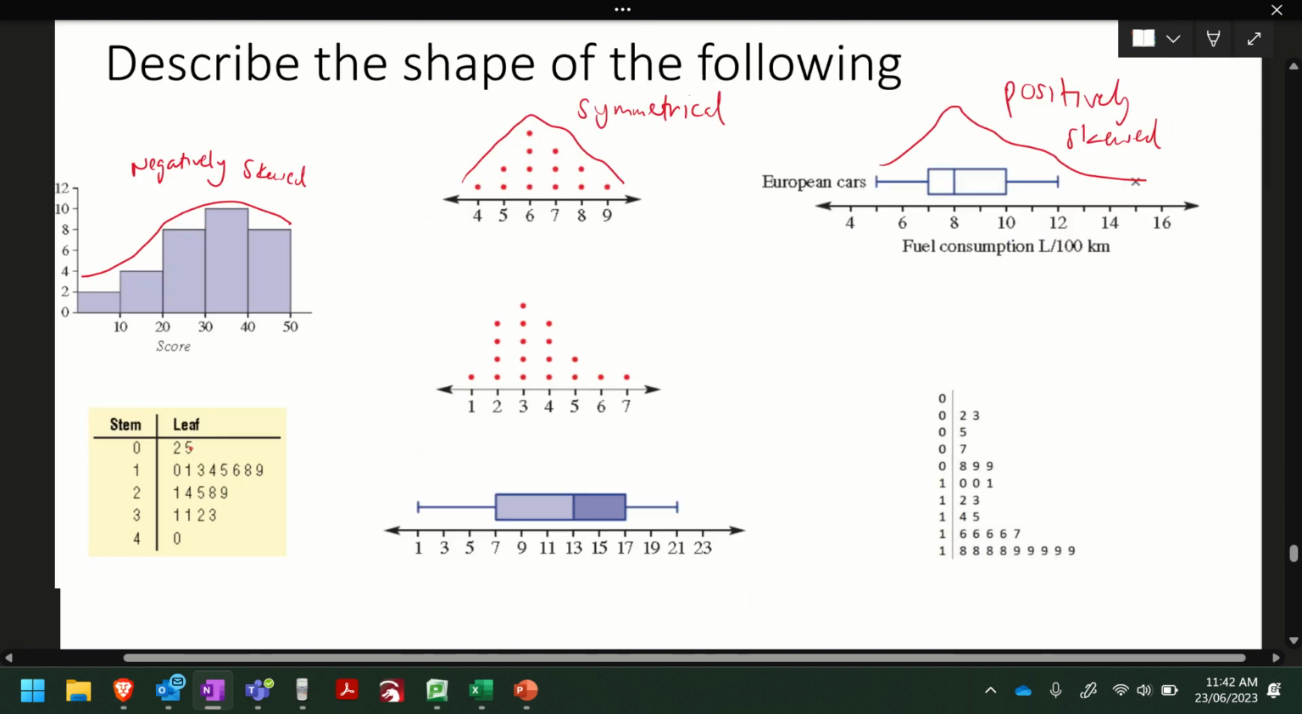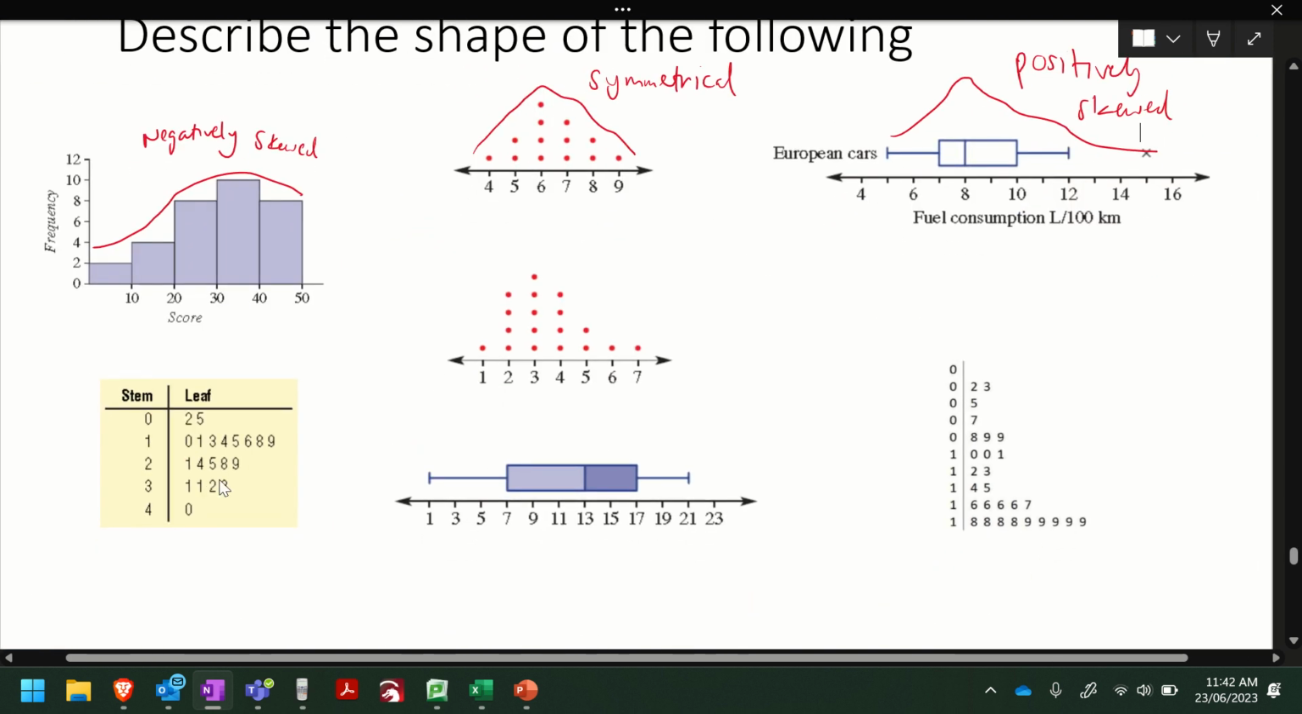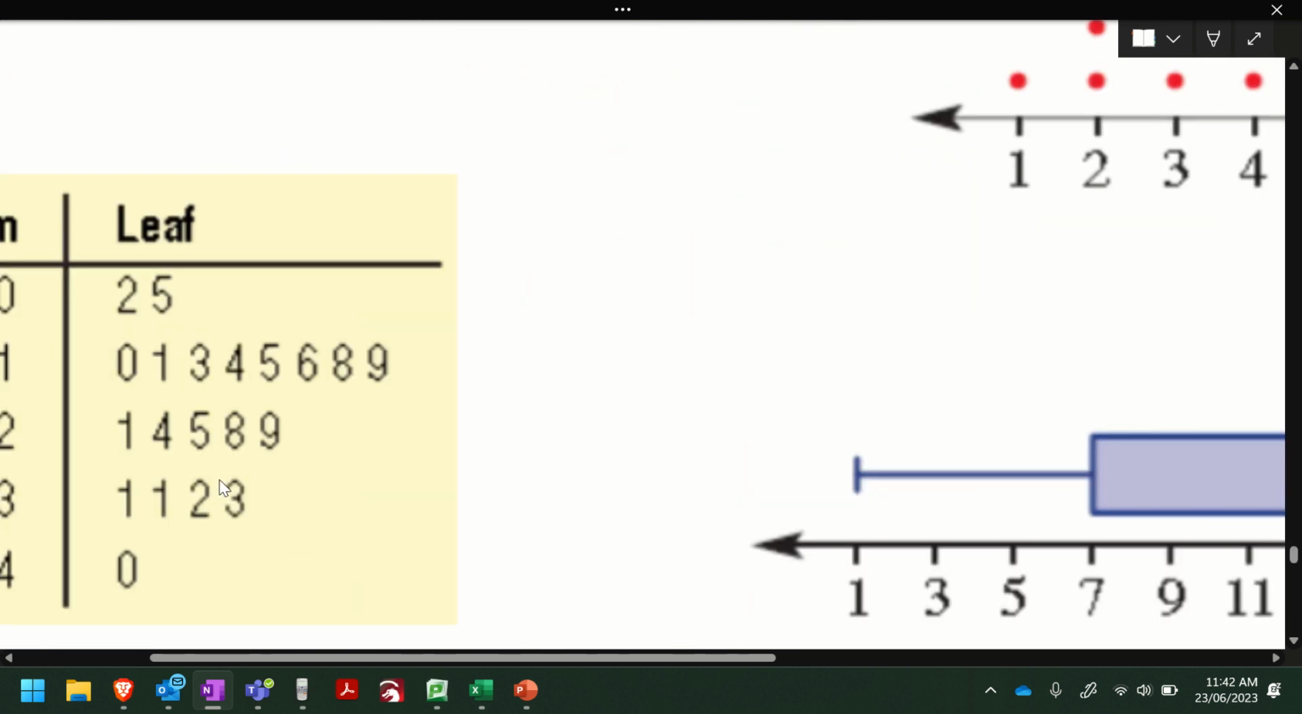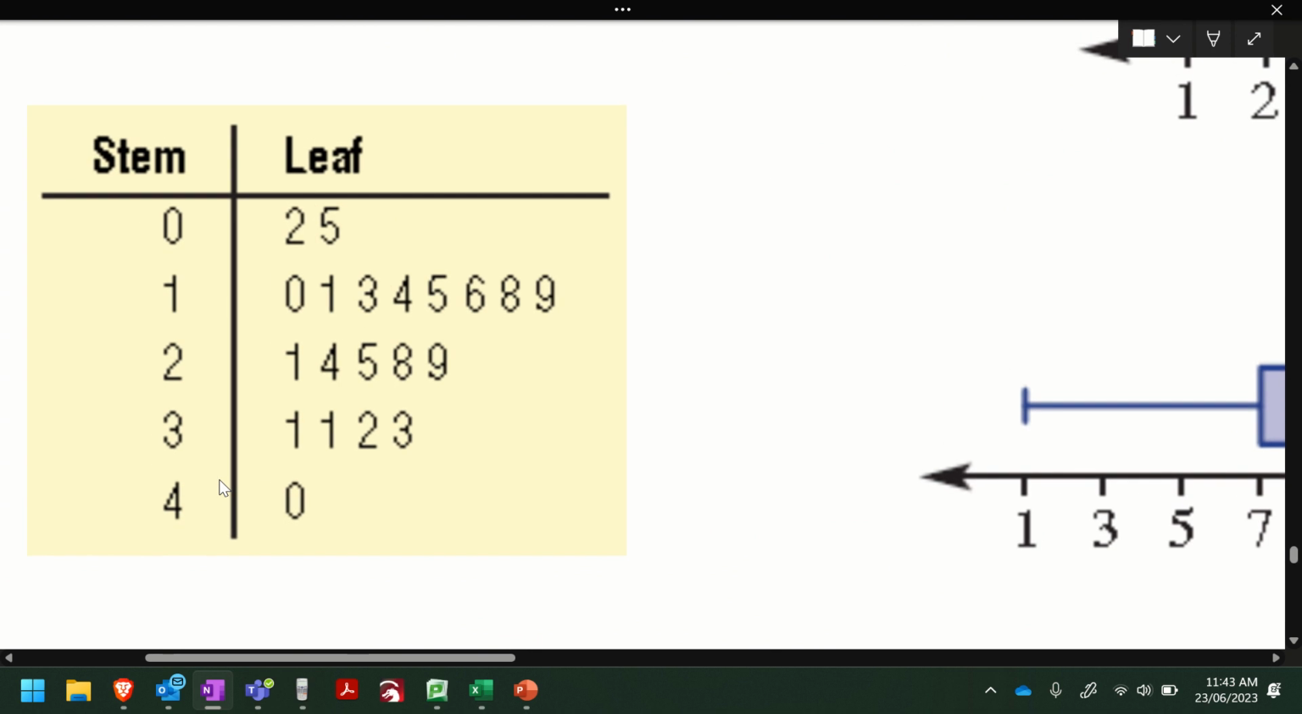Okay, what about the stem and leaf plot? For that one, you may need to turn your head to the side. Good. I would argue, yes. So it starts high, then it goes down. So it's probably positively skewed.